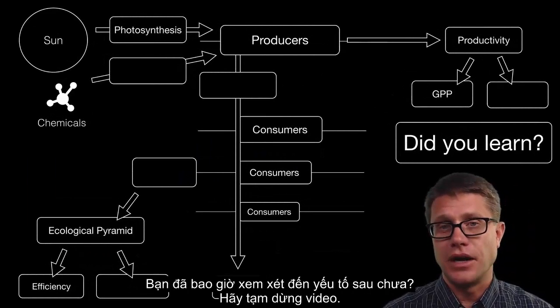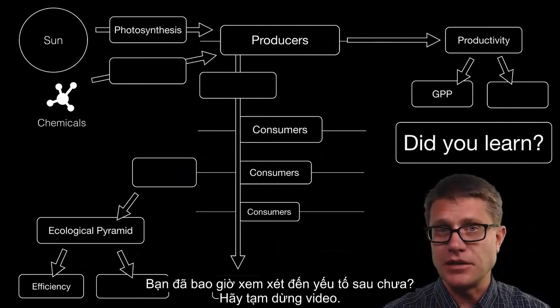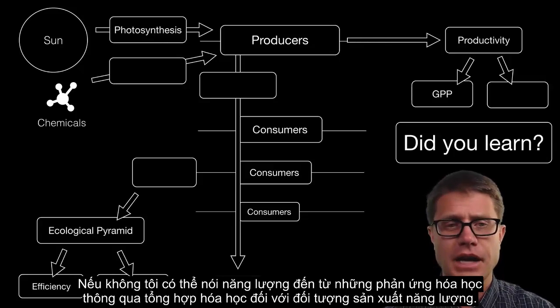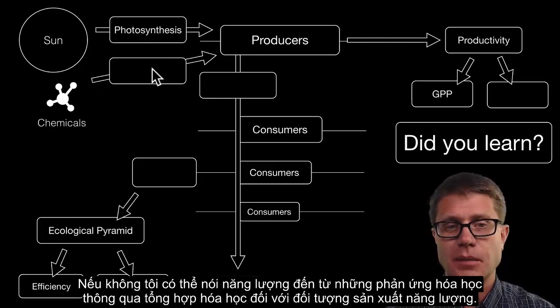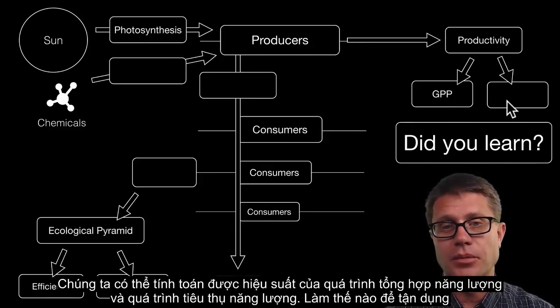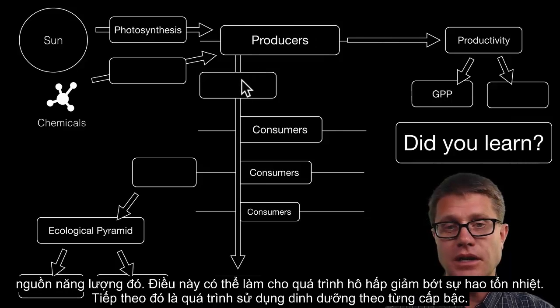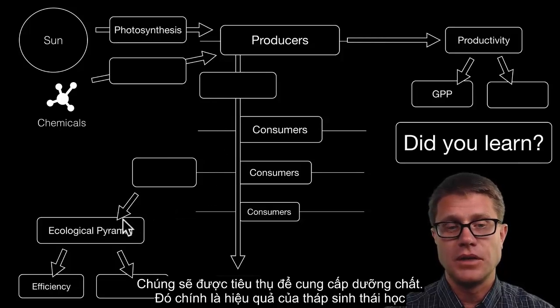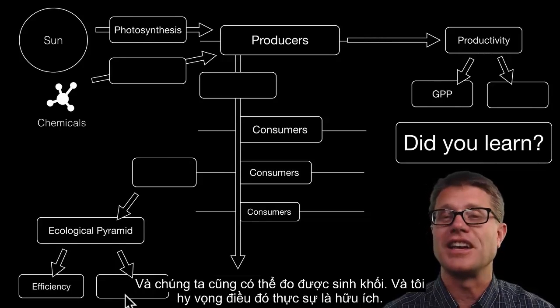And so did you learn the following? Can you fill in all the blanks? Pause the video. If not, I would say that energy comes from chemicals through chemosynthesis to producers. We could measure productivity as gross or net primary productivity. How do we utilize that energy? This would be respiration all the way down to heat. We then have the trophic levels. Those are going to be the feeding levels. Ecological pyramids measure efficiency, and we can also measure the biomass, and I hope that was helpful.